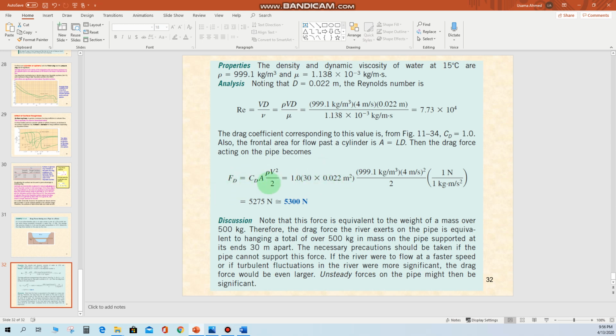The value of C_D we have estimated earlier, the density we know, and the velocity is given. So you can solve this equation here, and the value of the drag force comes out to be 5300. We get this value for the drag force, and this is all for today.